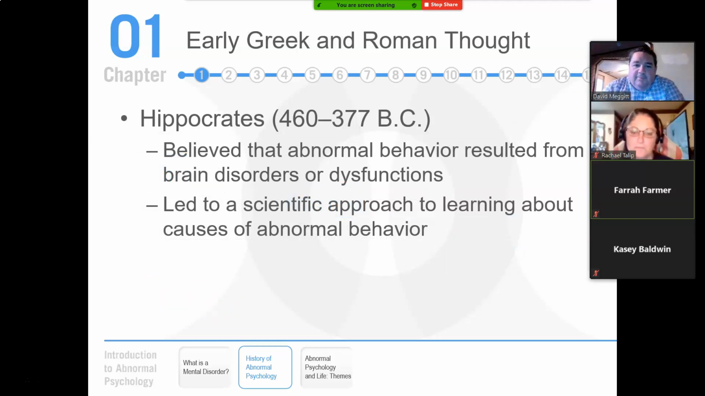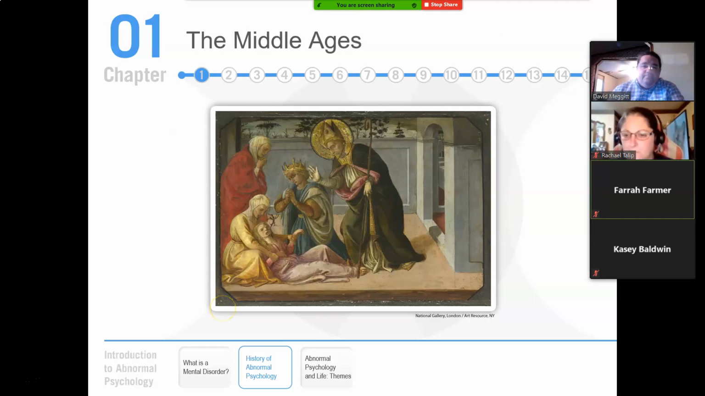Hippocrates believed that abnormal behavior resulted from brain disorders or dysfunctions, and that led to a scientific approach to learn about what the causes are. We have the Middle Ages. A lot of times they would try to exorcise demons. If somebody was mentally ill, they thought they had a demon or that they were cursed, and they would perform exorcisms or pray over the person.